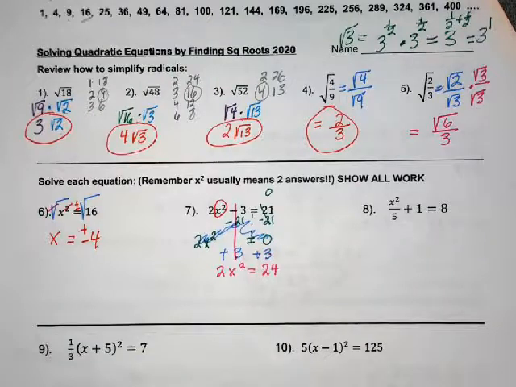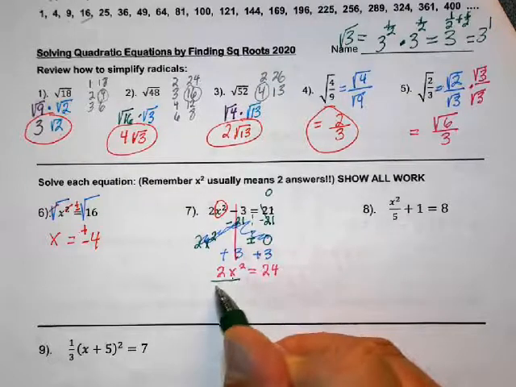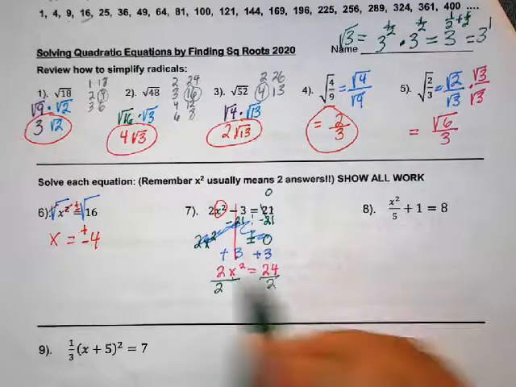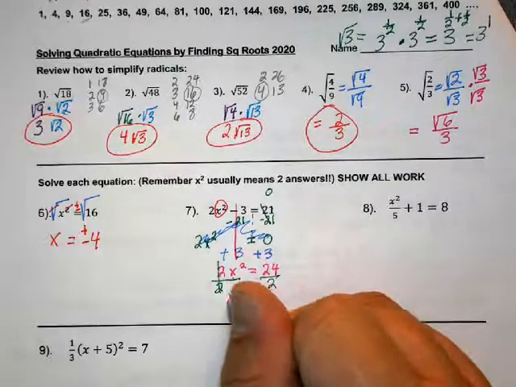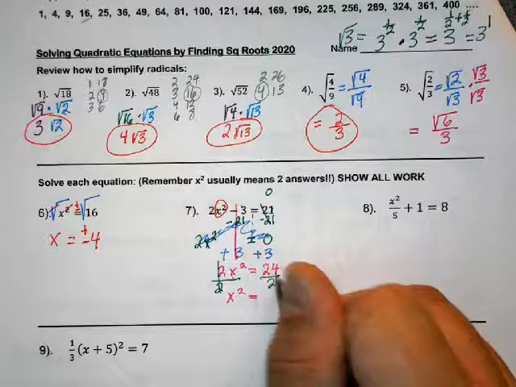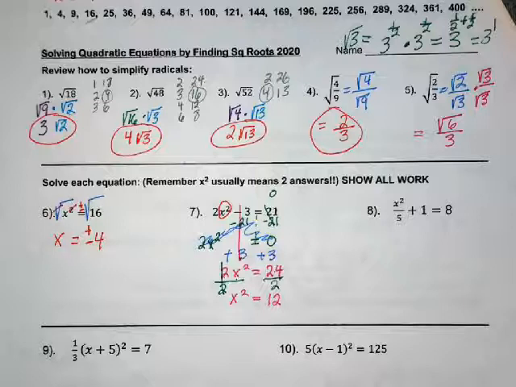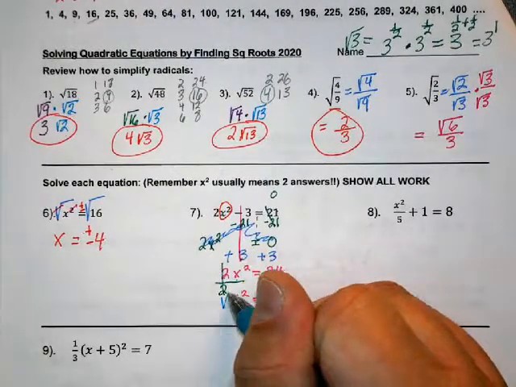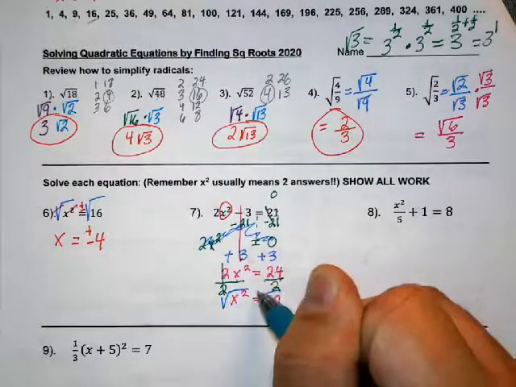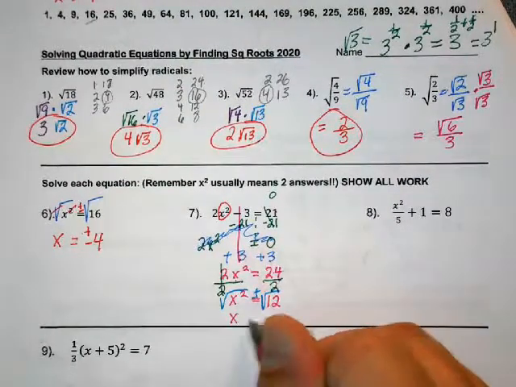It's being multiplied by 2. So I'm going to divide by 2. So I get my x squared equals 24 divided by 2. It's 12. I finally got my x squared by itself. I'm going to square root both sides. And when I do, I'm going to get my plus or minus. So I get my x equals plus or minus the square root of 12.